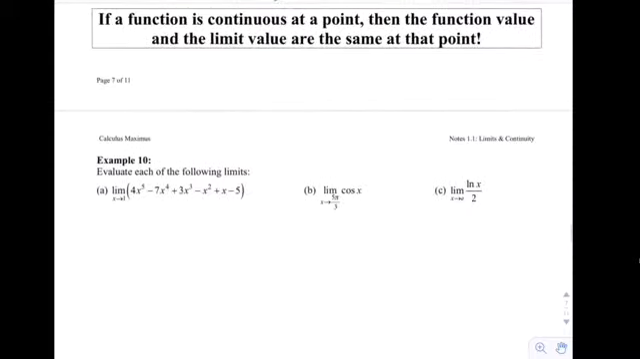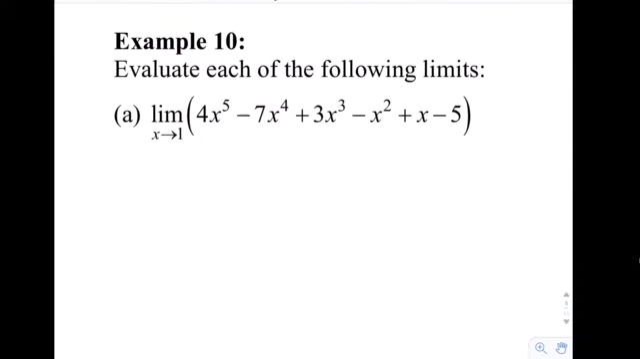Okay? So let's try out example 10. It says evaluate each of the following limits. The limit as x goes to 1 of, oh my goodness, that looks intimidating. How are you going to find the limit of a function like that? What family does that belong to? I heard it, polynomials. It's a fifth degree polynomial. This function is continuous where? All real numbers. Is 1 a real number? Yes. Is 11 a real number?